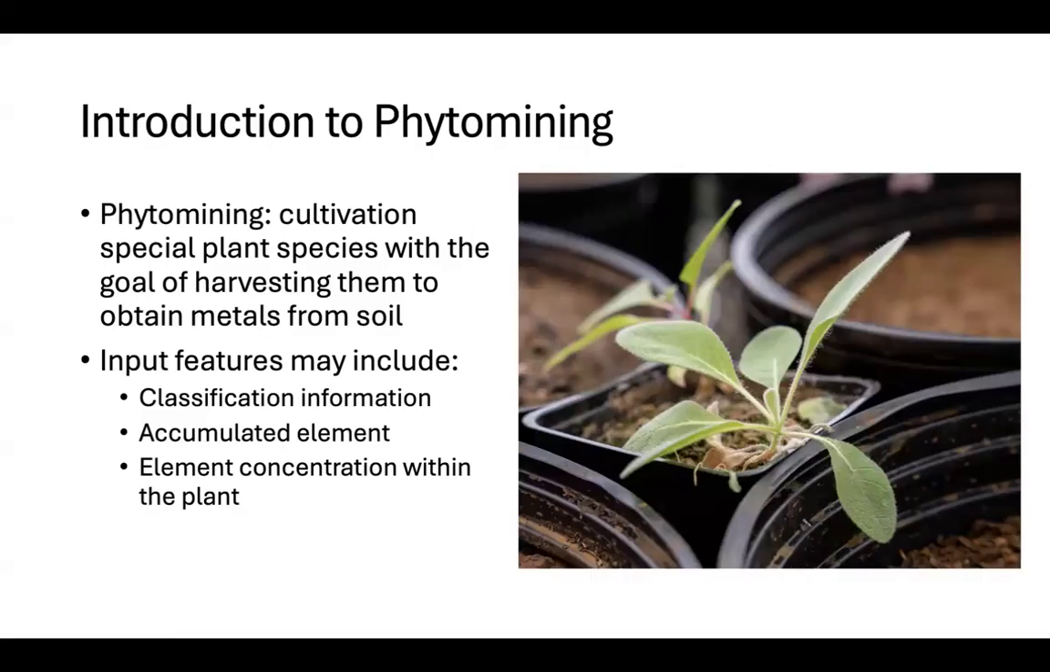For our example today, we're going to be using phytomining data, so let's go over what that is a little bit. Phytomining is the cultivation of special plant species with the goal of harvesting them to obtain metals from soil. Input features for this type of data may include classification information, the accumulated element, and element concentration within the plant.